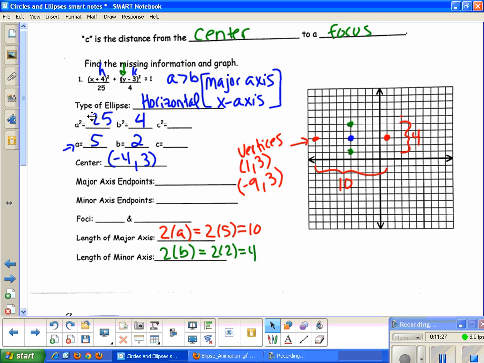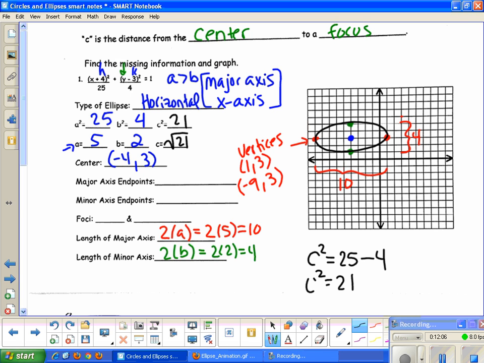Now all I have to do is just connect this to make my ellipse as best as you can. So now I have my ellipse. Now I need to figure out what the focal points are going to be at by finding C. So if I want to find C, then I know that I can use the fact that C squared is equal to the larger number squared, so 25, minus the smaller number, which is 4. So C squared is equal to 21. And that means C is equal to the square root of 21.